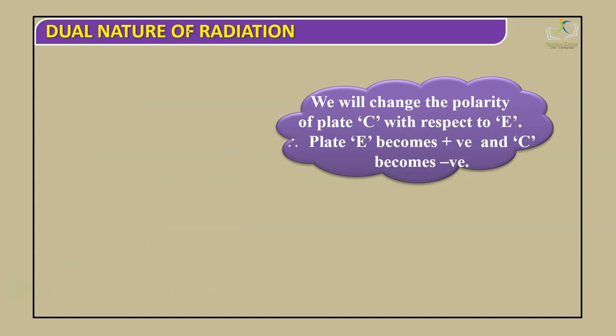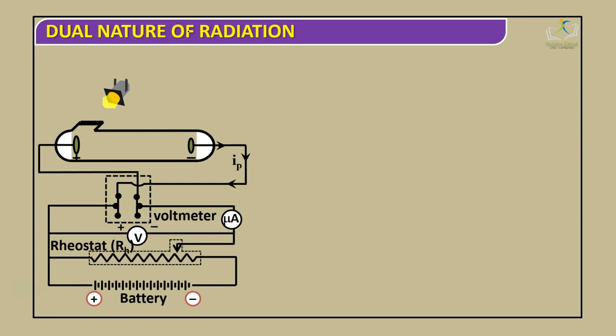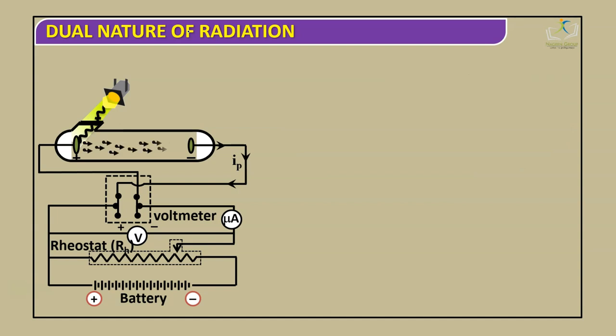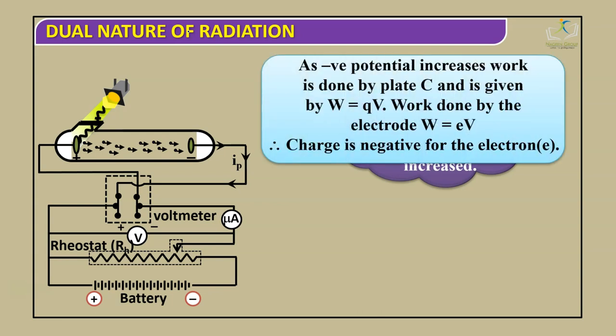We will change the polarity of the plate C with respect to E. Plate E becomes positive and C becomes negative. When light is incident on plate E, the electrons are emitted and all electrons travel towards plate C, as you can see in this diagram also. Now the negative potential of the plate C is gradually increased.